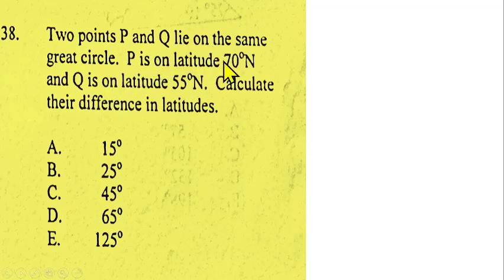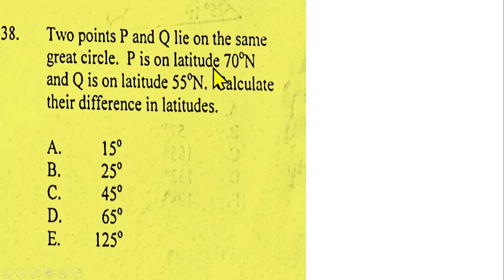Then P is on latitude 70 degrees north and Q is on latitude 55 degrees north. Calculate the difference in latitude. So we'll only find the angular distance between points P and Q, nothing more. So that is very simple.